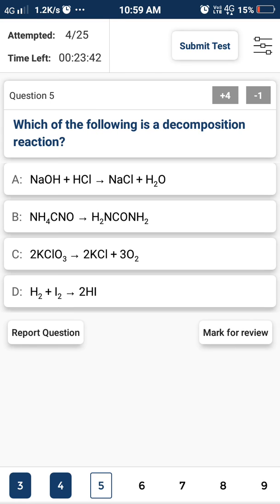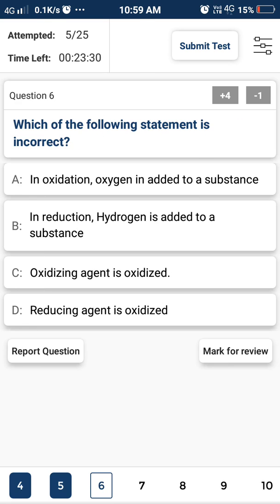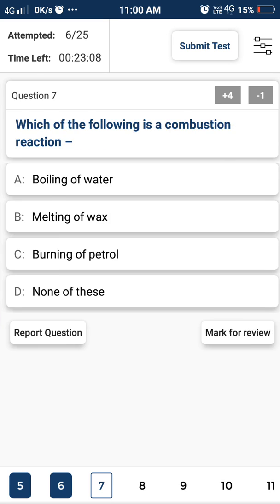Which of the following is a decomposition reaction? Decomposition reaction is one in which a compound splits into two. So according to that, option C is right. Which of the following statements is incorrect? In oxidation, oxygen is added to a substance. In reduction, hydrogen is added to a substance. Oxidizing agent is oxidized. So option D is correct.